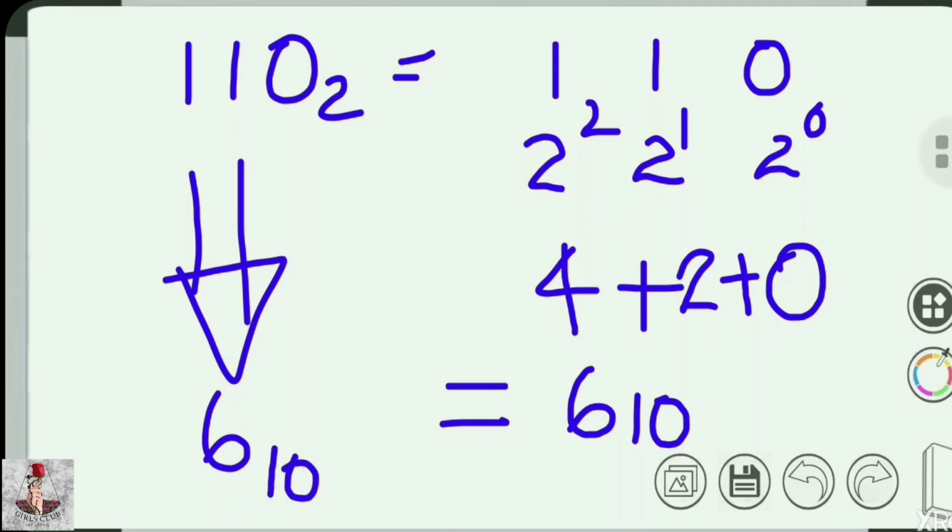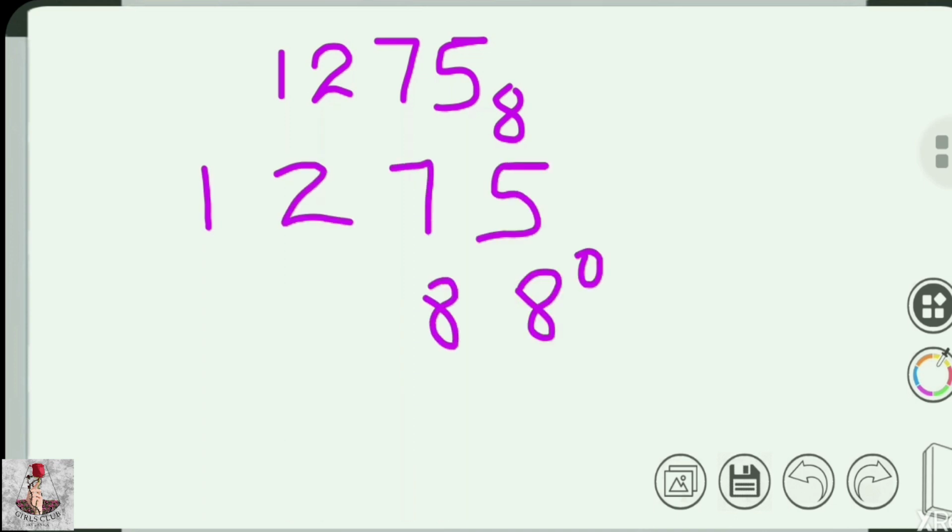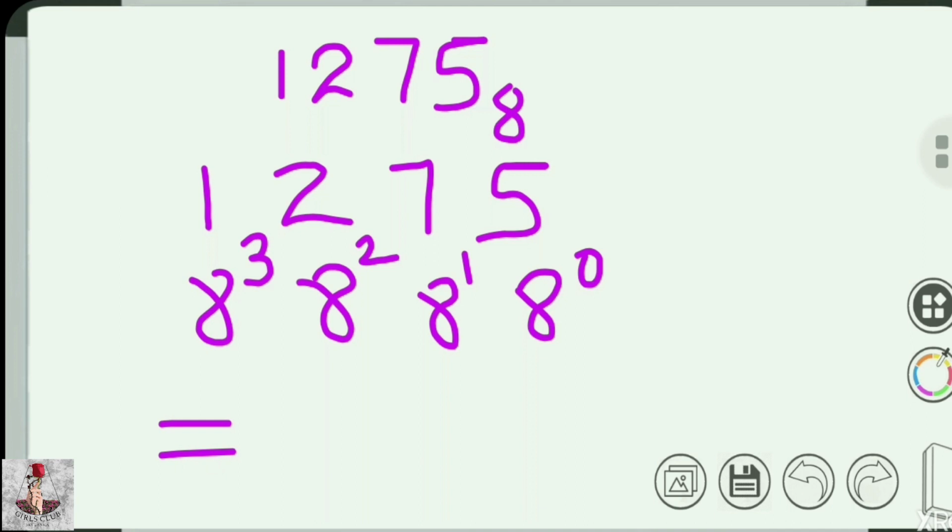Now let's convert an octal number to a decimal number: 1275 base 8. How do we convert it? 8 to the power 0, 8 to the power 1, 8 to the power 2, 8 to the power 3. 8 to the power 0 is 1, and 1 into 5 is 5. 8 to the power 1 is 8.